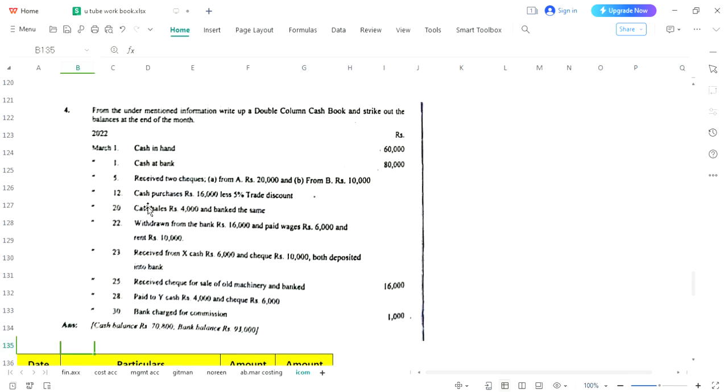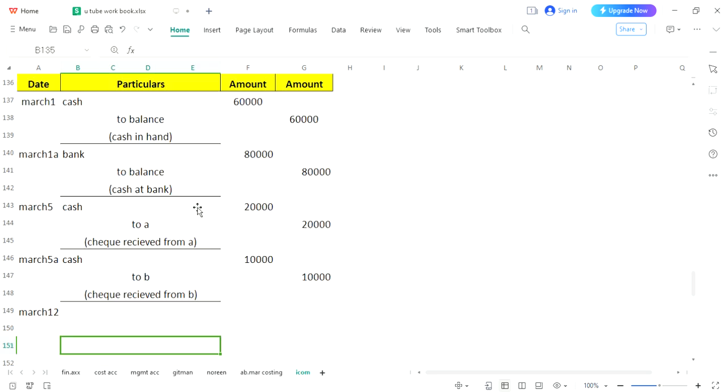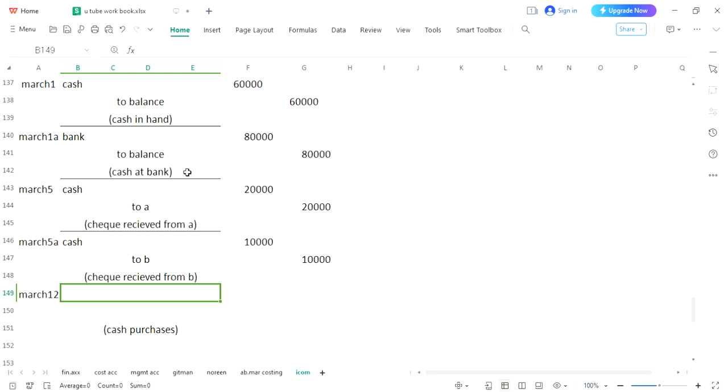March 12 is saying cash purchases less trade discount. In the first question, we have already understood that trade discount would not be written, only the amount would be adjusted. So first we will see cash purchases. This is our narration: cash purchases. What does that mean? We have bought goods for cash. Please understand, bought goods for cash.